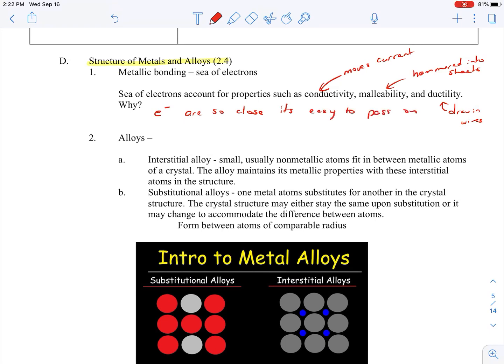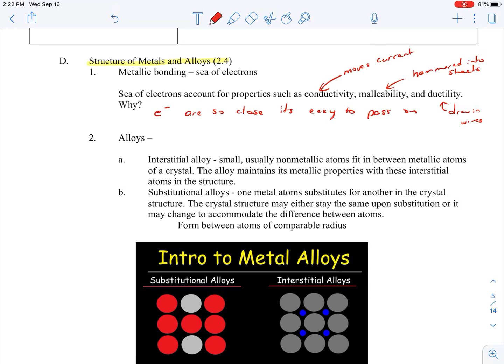Now, for being hammered into sheets, if our nuclei are all kind of together, we can hammer them into sheets because the electrons are so easy to move. The outsides are just hanging out there, and the electron clouds make up a large, large portion of the substance, and there's not a lot of stuff in it. It's just mainly empty space, so it's easy to kind of spread it out and draw it out.